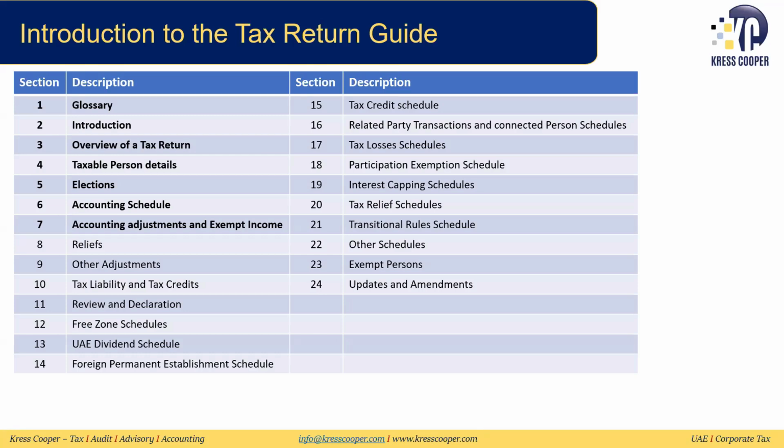Then if you're having any adjustments that are required to be made for related party transactions or connected persons, to bring them to arm's length, those schedules are there. Some of the schedules are reporting kind, where you need to give information for FTA to retain as part of the tax return, or some of them ask you for amounts and information which is used in the calculation. So we have the tax loss schedule, the participation exemption schedule, interest capping schedules. Again, they will pop up in the return in the portion where they are applicable to you, but in the guide they have been given at the end. There is a tax relief schedule, transitional rule schedule, some other schedules, and some information about the exempt person.